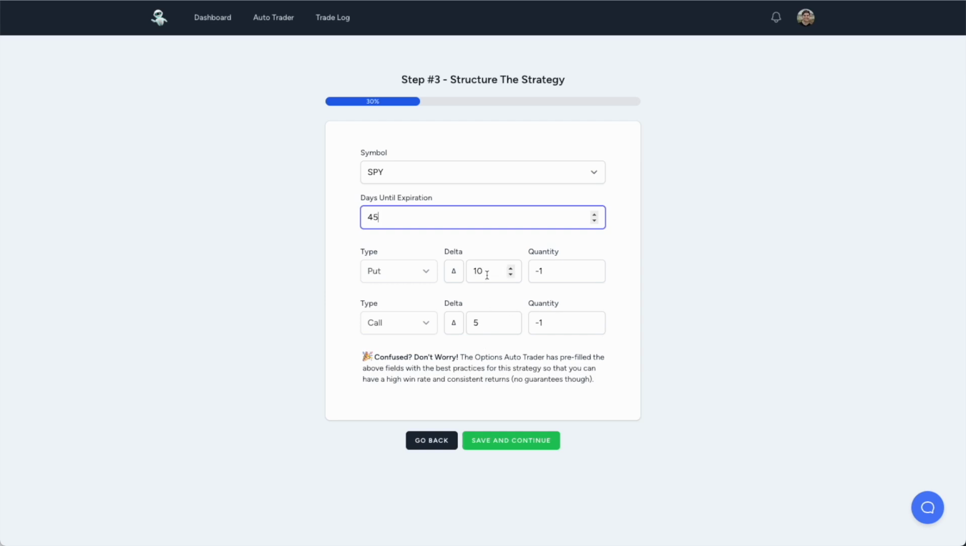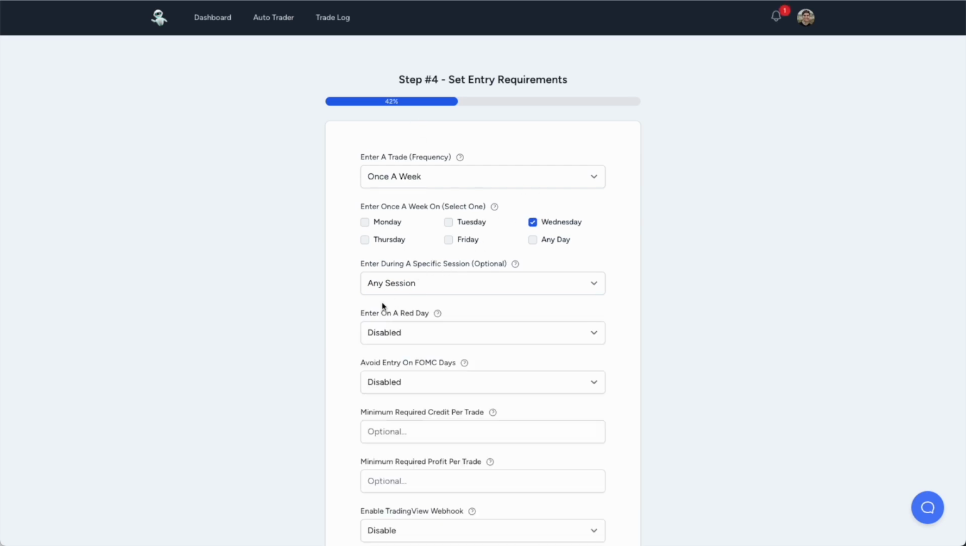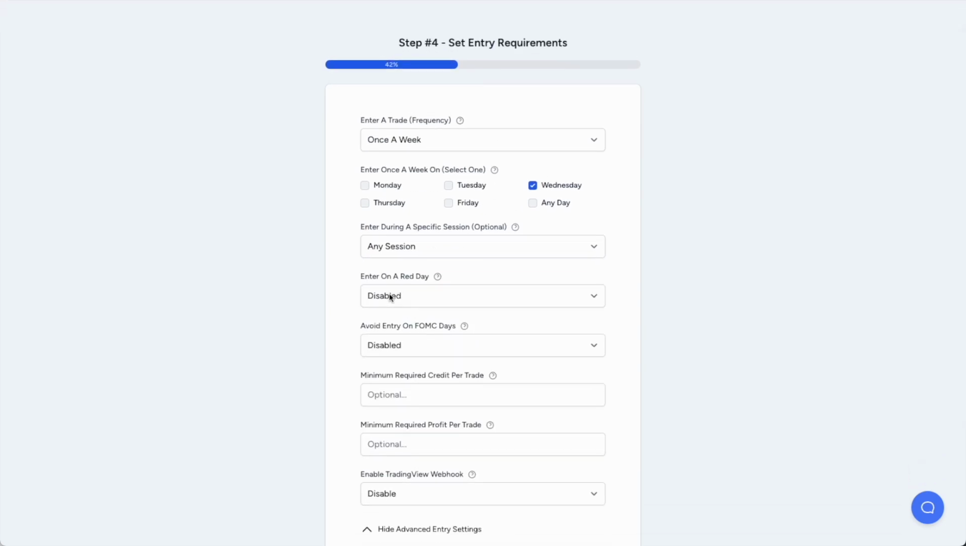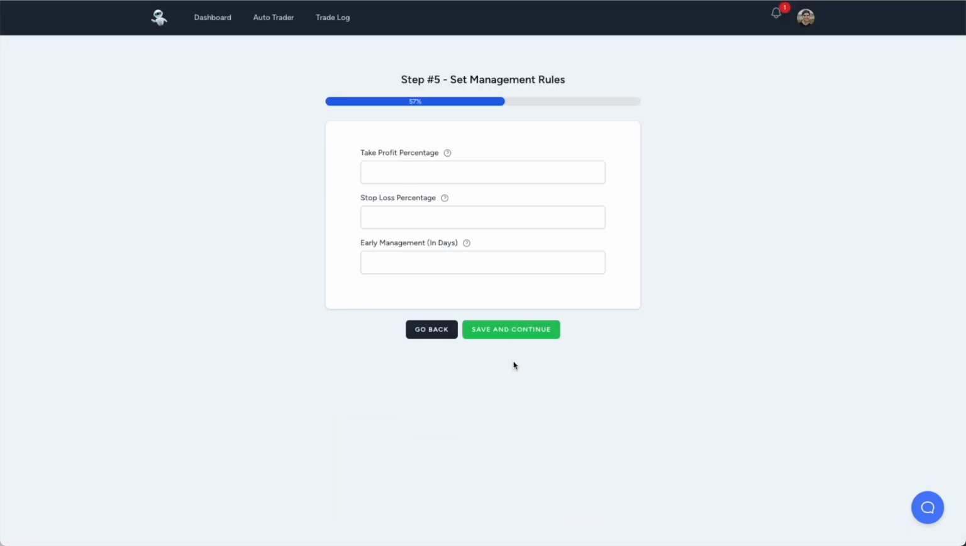And again, how we do a 1 standard is we do 16 delta each. So a 16 delta put and a 16 delta call. That's how we structure the credit spread. We're only going to do 1 position. If we want to do more, we can increase that. We can enter once a week on Wednesdays, or we can even enter on a red day so that we can increase the credit that we collect. So we can enable it so that we enter on a red day instead.